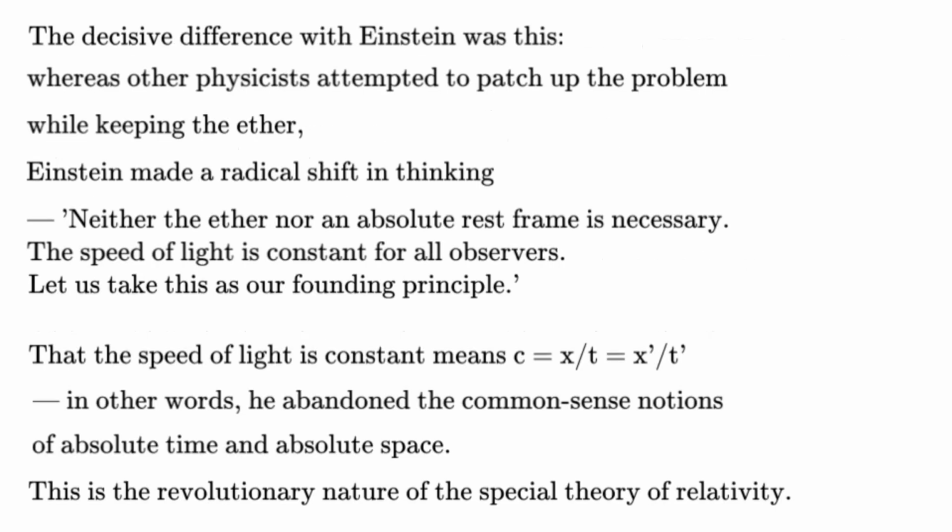The decisive difference with Einstein was this. Whereas other physicists attempted to patch up the problem while keeping the ether, Einstein made a radical shift in thinking. Neither the ether nor an absolute rest frame is necessary. The speed of light is constant for all observers. Let us take this as our founding principle. That the speed of light is constant means c equals x over t equals x' over t'. In other words, he abandoned the common sense notions of absolute time and absolute space. This is the revolutionary nature of the special theory of relativity.